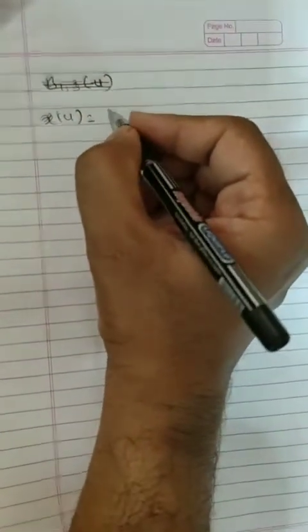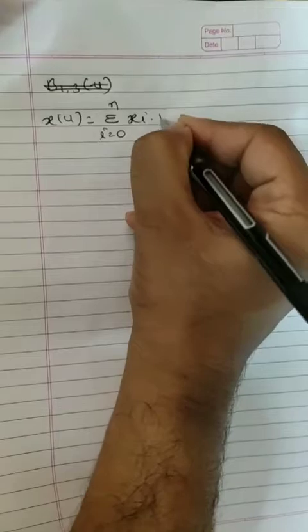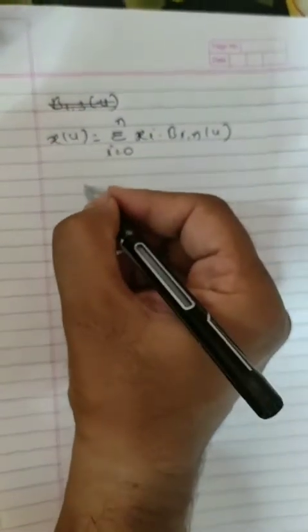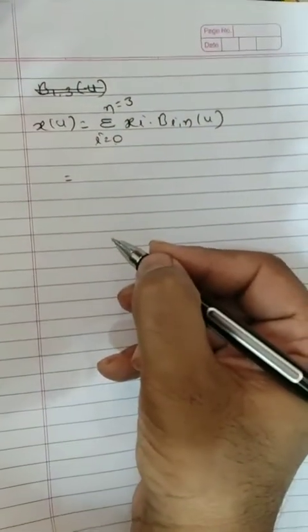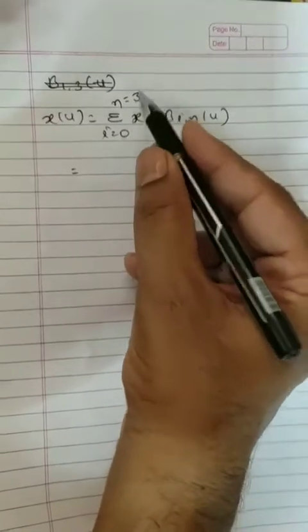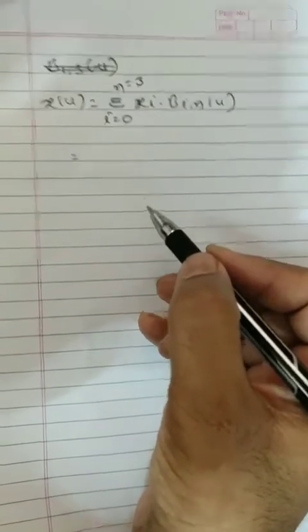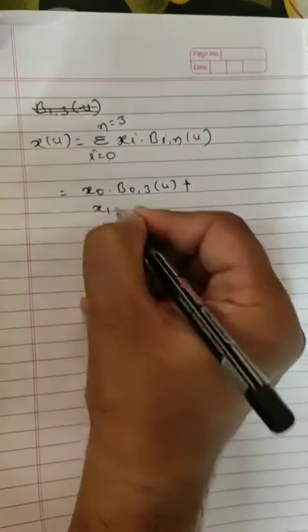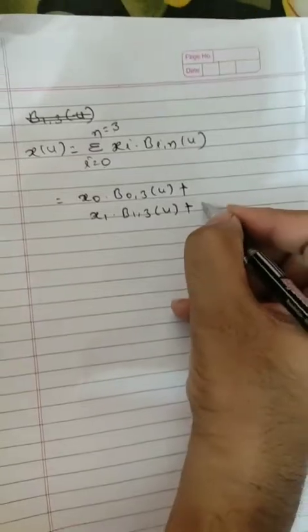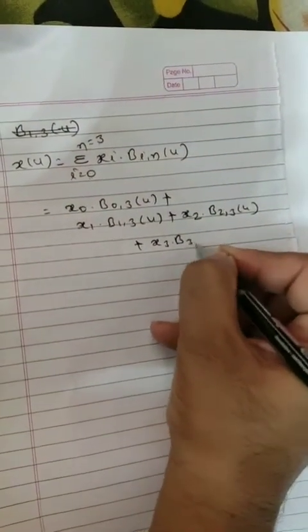Now we have x of u equal to the summation of i equal to 0 to n of x of i into b i comma n of u. Then we simplify this by putting i values from 0 to n, where n is equal to 3, because here there are 4 control points, therefore the degree is 4 minus 1, that is 3, so i goes from 0 to 3. We are calculating the intermediate points for the example of 4 control points. Then x of 0 b0,3(u) plus x of 1 b1,3(u) plus x2 b2,3(u) plus x3 b3,3(u).